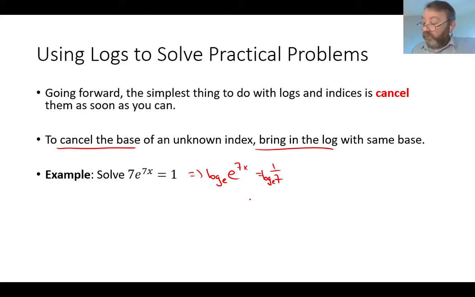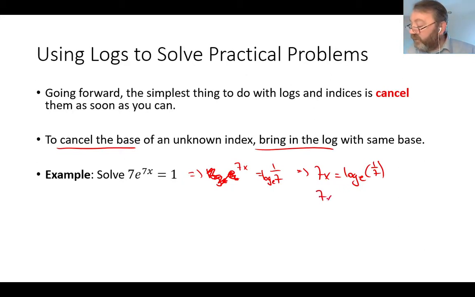And now I notice that the base of the log and the base of the exponent are exactly the same. And if the base of the log and the base of the exponent match, they cancel, leaving you with 7x is equal to log to the base e of 1 over 7. Now I hope you remember back in one of the previous classes, log to the base e has a shorthand way that we can write it down.